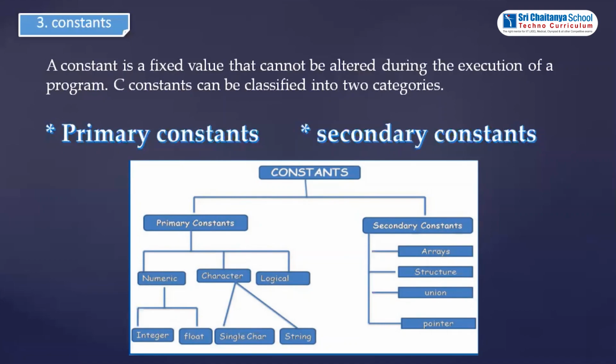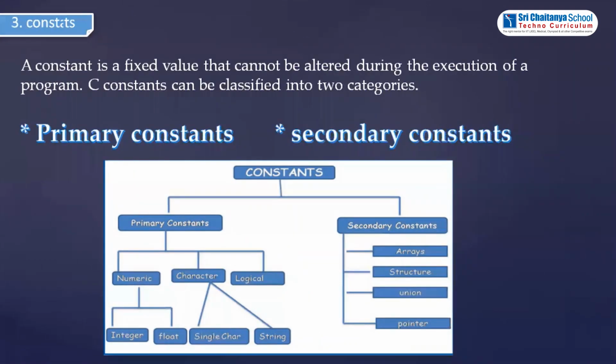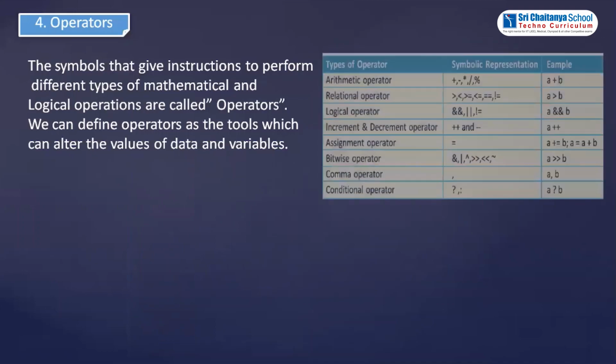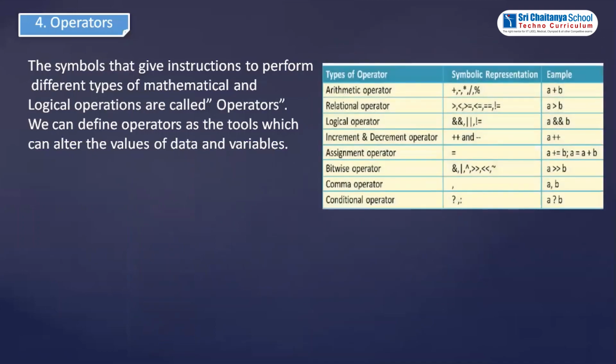Moving on, the next C token, which is your operators. An operator is a symbol that gives instructions to perform different types of mathematical and logical operations on the operands. And we can define operators as the tools which can alter the values of the data and the variables. See children, these are the different types of operators that are supported by the C language.